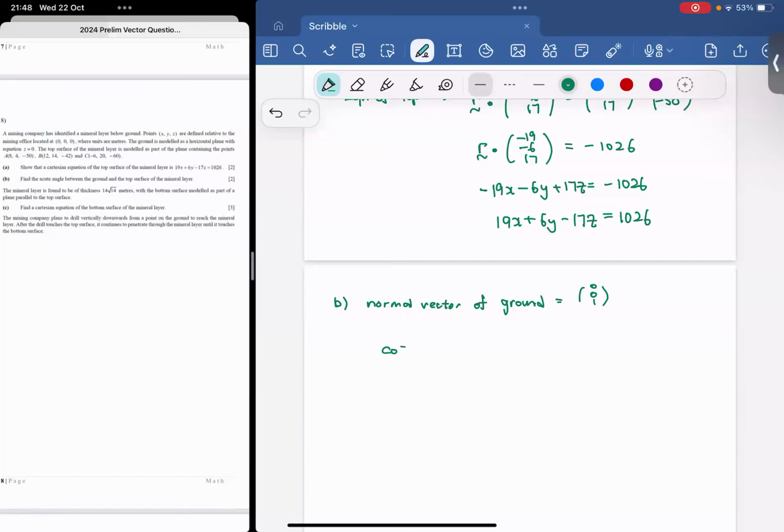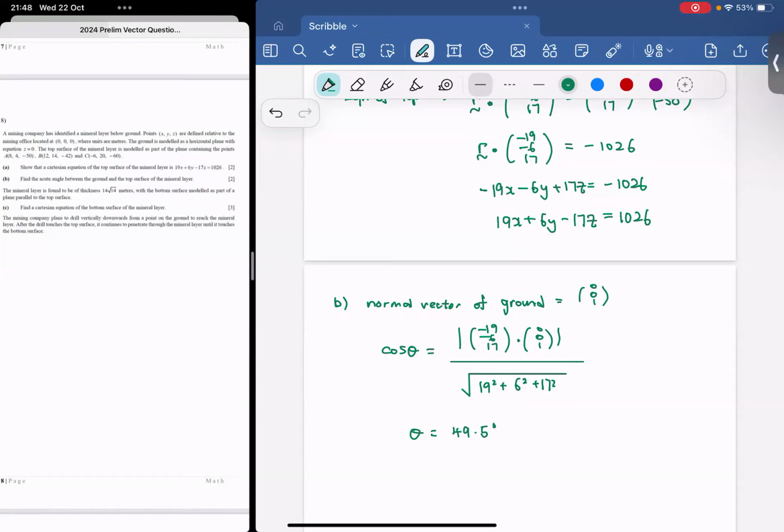Okay, so the angle is just cosine theta equals to negative 19, negative 6, 17 dot 0, 0, 1 over square root 19 squared plus 6 squared plus 17 squared. So theta equals to cos inverse of 17 divided by square root 19 squared plus 6 squared plus 17 squared. The answer is 49.5 degrees.